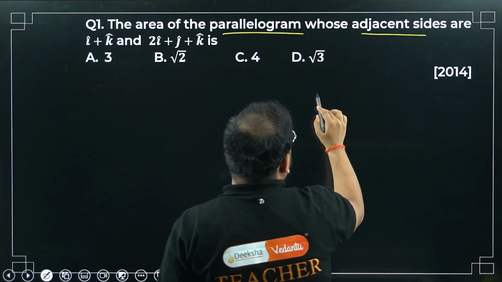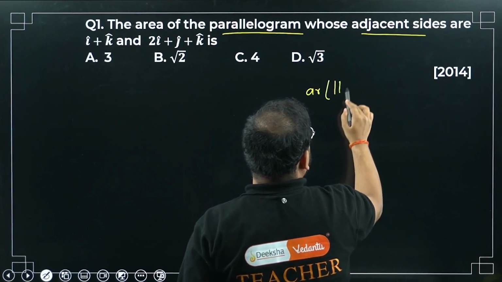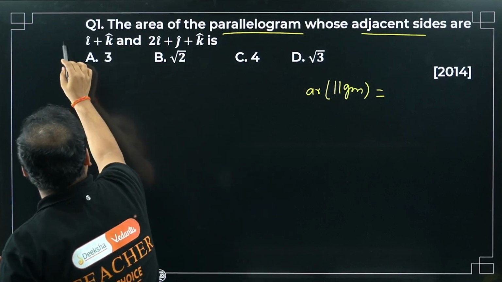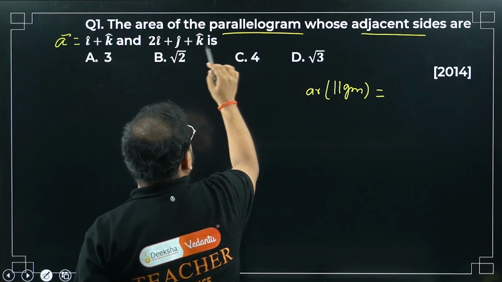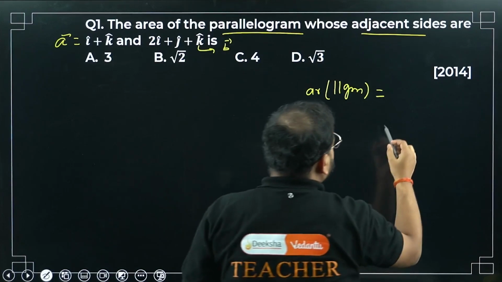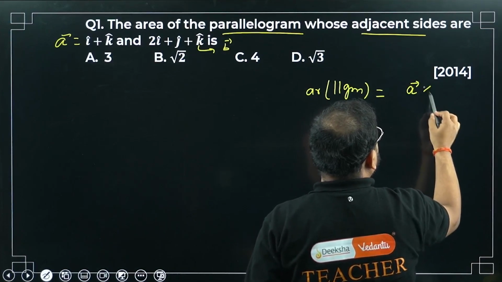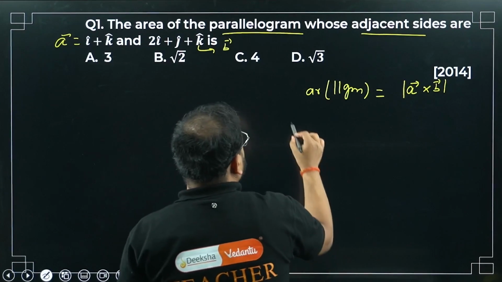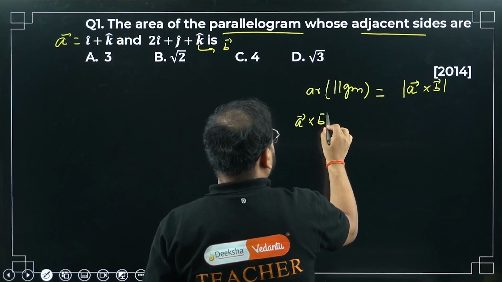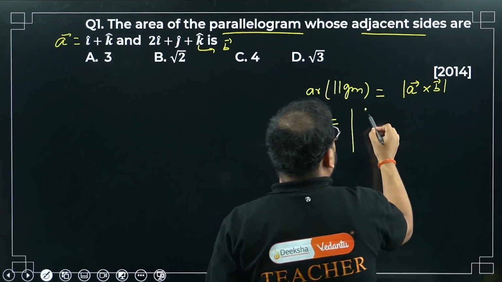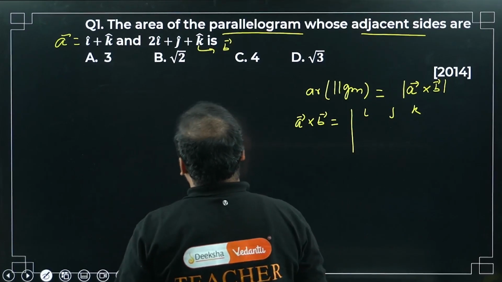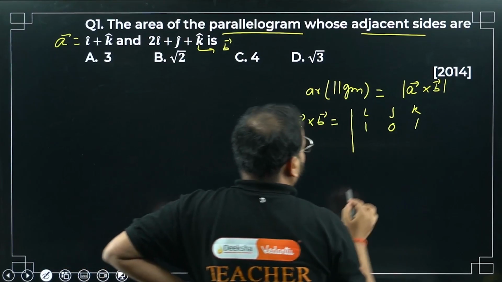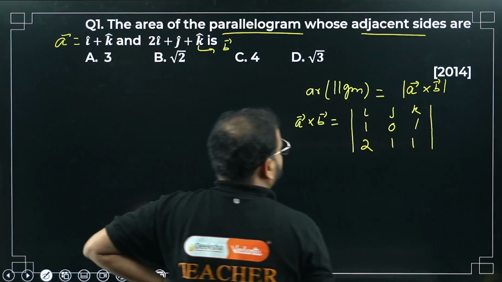Of course you do. The area of the parallelogram is given by, if I call this vector A and this vector B, the answer would be the mod of A cross B. Let's find A cross B. How would you do that? A cross B would be given by the determinant of the matrix written like this: the first row is i, j and k, the second row is 1 0 1, and the third row is 2 1 1.